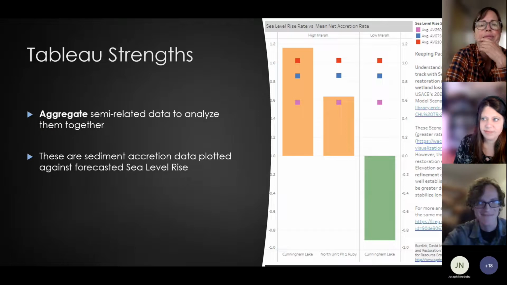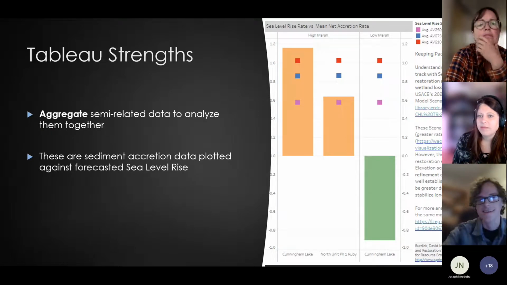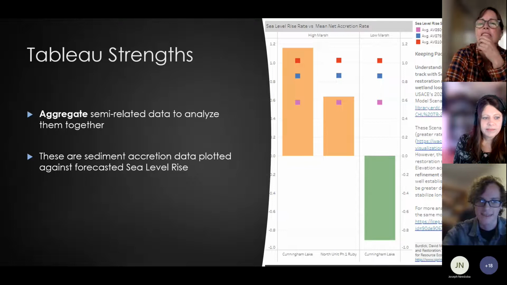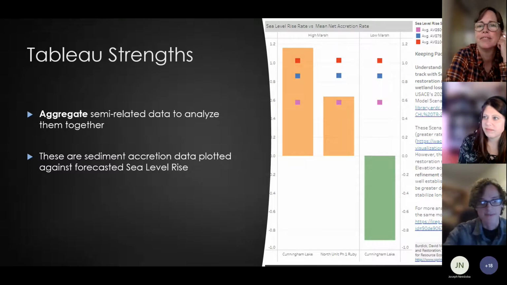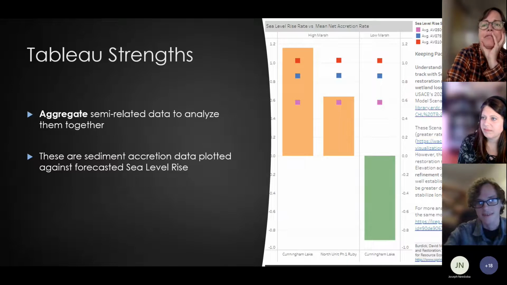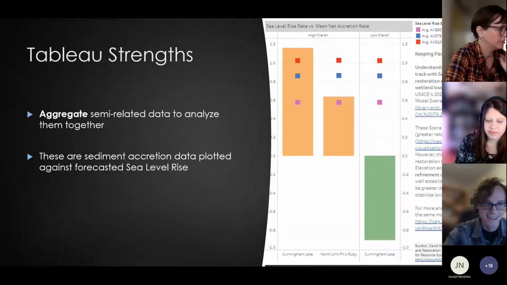Next slide, please. Tableau is also really good with looking at semi-related data to analyze them together. So in this case, we have sea level rise and net accretion. The only thing related between these two data sets are the river kilometer of the site and the fact that both of them are rates of change. And that's it, but we can still plot them together and compare them directly. And next slide, please.